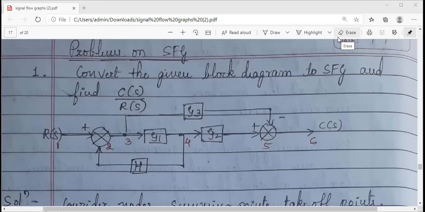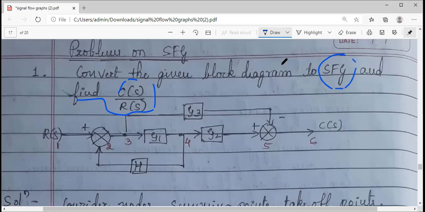So in today's session, we will see some of the Mason's gain formula based problems: finding the transfer function of the given system if the signal flow graph is given to you. So look at the first question. We need to find the transfer function, that is output by input. But what is given to you? The given is a block diagram.